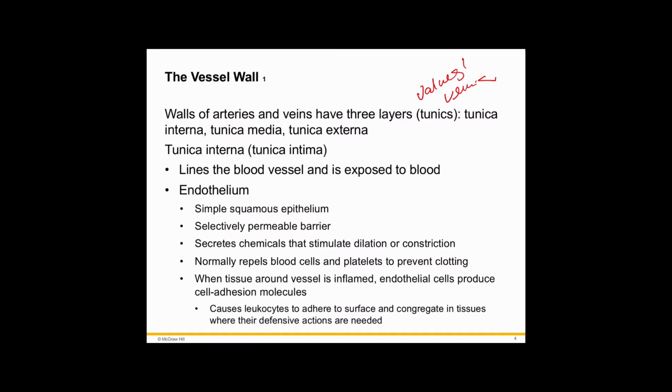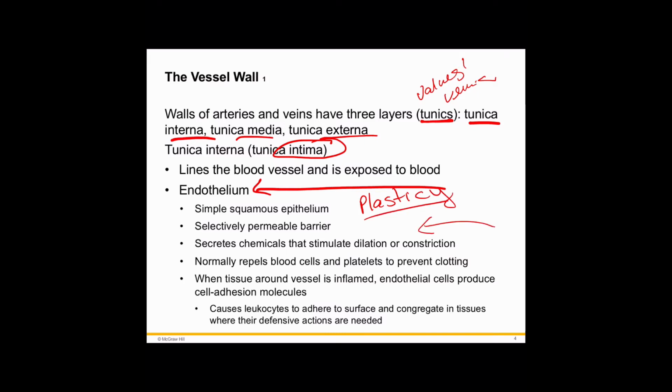We talked about the idea of the layers, the tunic system, right? The tunica interna, media, and externa. We talked about the tunica intima. And that's important because it has this endothelium and it feels like plasticky, right? It's really smooth so that blood can just flow right over it, so it won't absorb into the rest of the vessel. And it's relatively thin and sort of permeable.